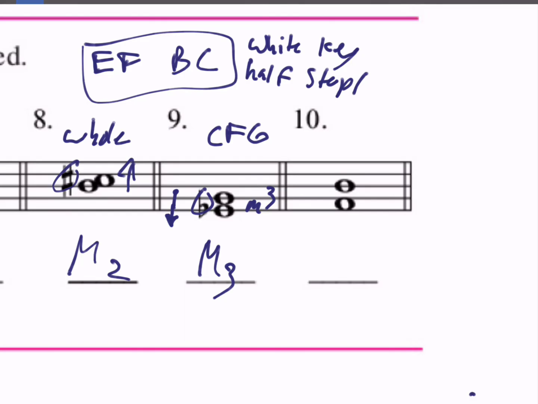Okay, this one here, I can see that it's from a space to a line, so it's got to be even. It's slightly bigger than this, so it's got to be a fourth. But it does contain both B and F, and because of that, it's got to be an augmented fourth.